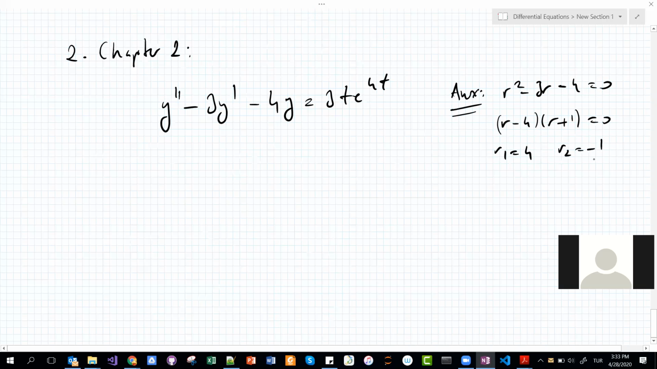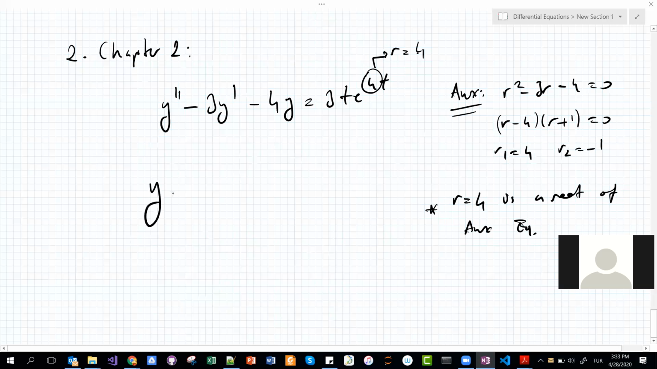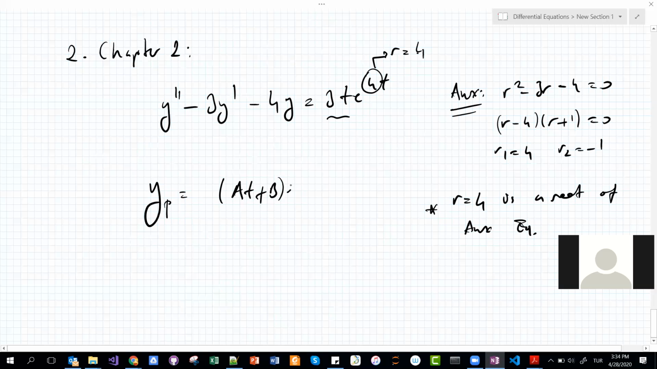Why did I do that? Since I'm going to compare this R with one of the roots. As you see, R equal to 4 is a root of the auxiliary equation. That is why I need to be careful when I choose my particular solution. My particular solution, first of all, I need to have (At plus B) e to the 4t here. But since I have an equal root, I'm just going to have the t to the s term, with s equal to 1, because of this reason.